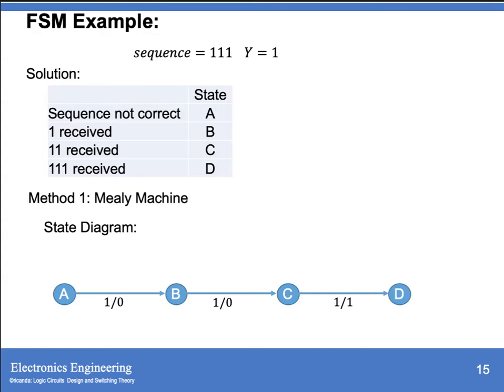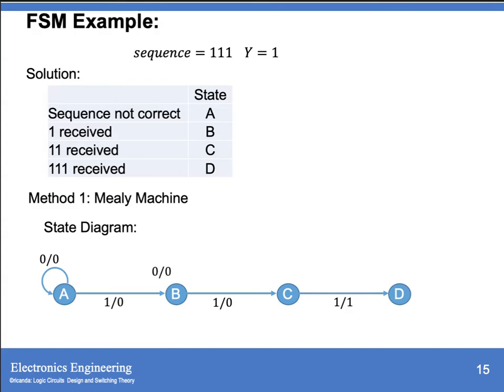So back to your state A. There is a possibility that your sequence started at 0, so it will go back to your state A. Output for that one is 0. At B, there is a possibility that after it receives a 1, the next input in the sequence is equal to 0.